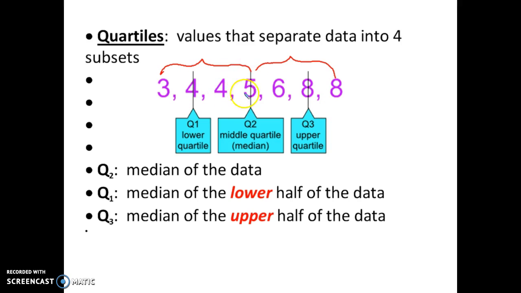So we've got the middle, which is your median, the lower, and then the upper. Now, whenever you find the median and use that as your Q2, your second quartile, we're not going to use it again in finding the upper and the lower. And we'll talk more about that with some other examples.